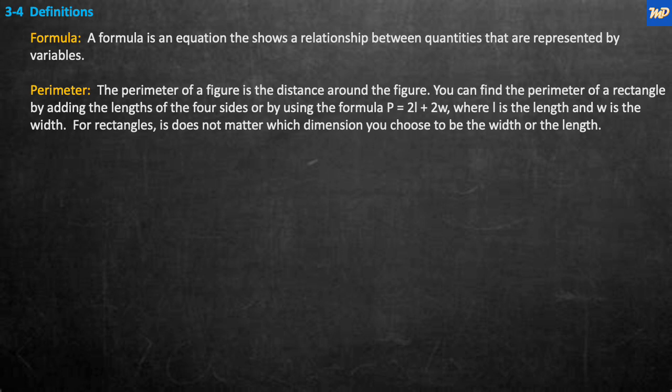You can find the perimeter of a rectangle by adding the lengths of the four sides, or by using the formula P equals 2L plus 2W, where L is the length and W is the width. For rectangles, it does not matter which dimension you choose to be the width or the length.